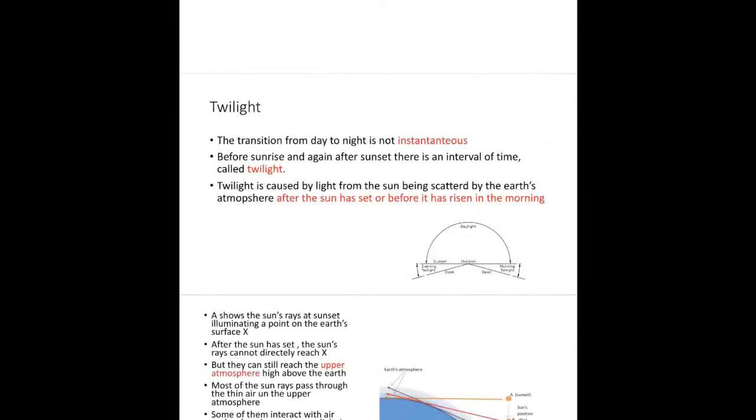Now we have to talk a little bit about twilight. We know that the transition from day to night is not instantaneous, but before sunrise and after sunset there is a specific interval of time which we call twilight. Twilight is caused by light from the sun that's scattered by the Earth's atmosphere after the sun has set, or before the sun has risen, setting in the night, rising in the morning.